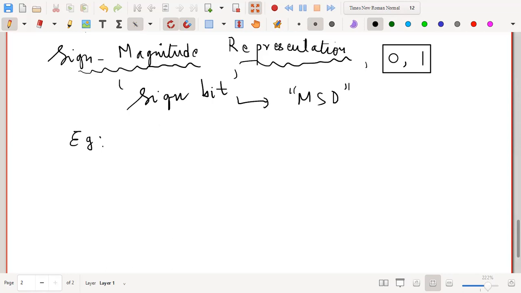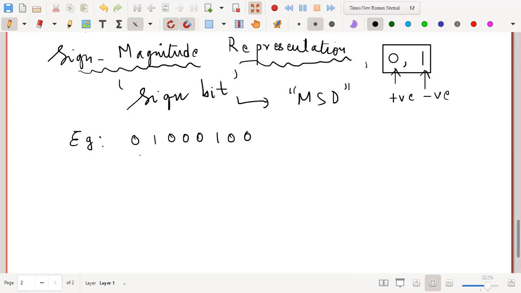Okay, now since two numbers are used to represent the sign, a 0 is actually used to represent a positive number, and a 1 is used to represent a negative number. So for example, let me take this number: 0 1 0 0 0 1 0 0.